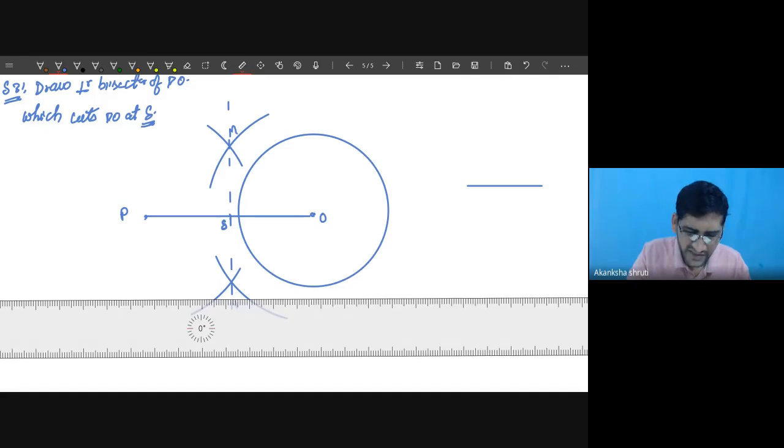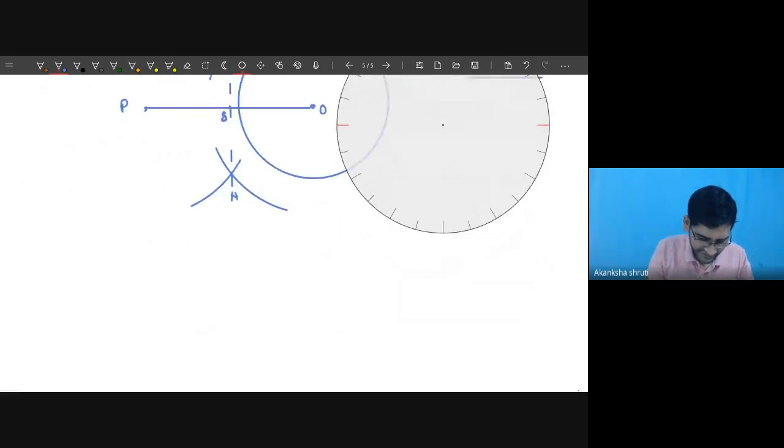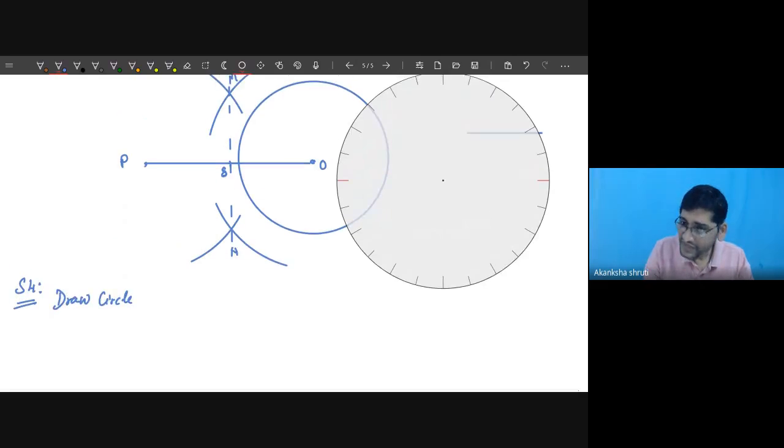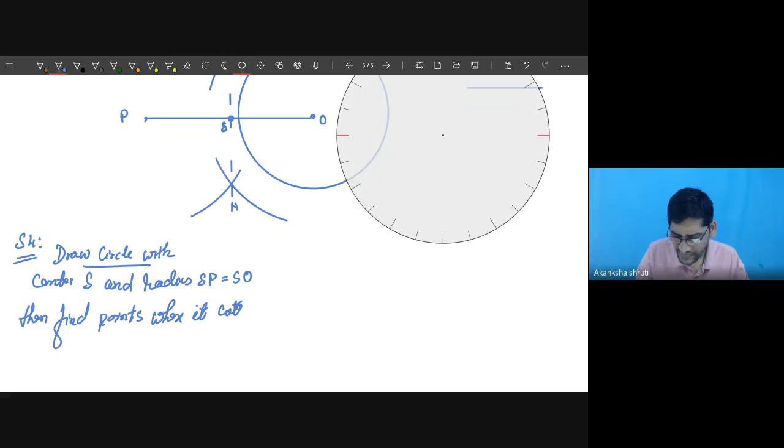Now the next step is to draw the circle. So step number 4: draw a circle with the new center S, whatever midpoint we have determined, and radius SP, which is the same as SO. Okay, student? Then you have to find the points where the new circle cuts the original circle.